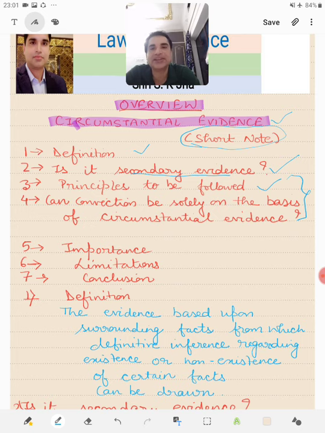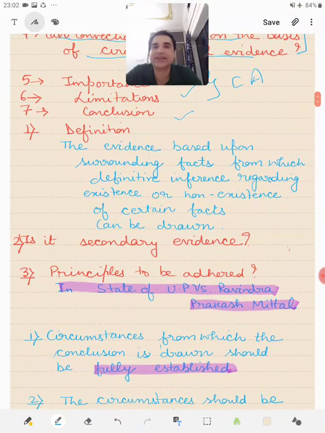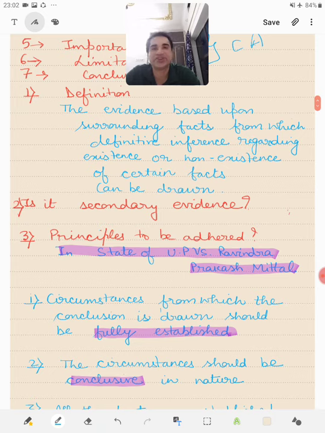Then we will also see an important question, that can conviction be solely on the basis of circumstantial evidence? We will also see its importance and limitations while critically analyzing the concept of circumstantial evidence. And finally, we will conclude with certain derivatives about what all we have studied in it. So let us begin. First, we will see the definition.